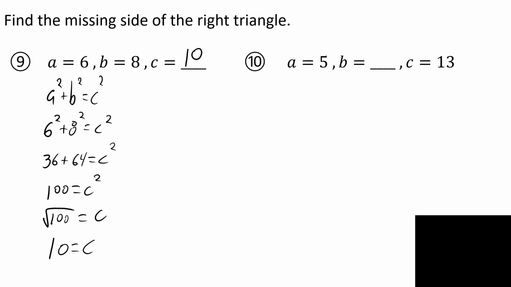Number 10. Well, we know side A is 5. We're looking for side B. And we know side C is 13. Stop the video if you want to try to do it on your own. Okay, so here we go. Right, a squared plus b squared is c squared. I know a has to be 5. I know c has to be 13.